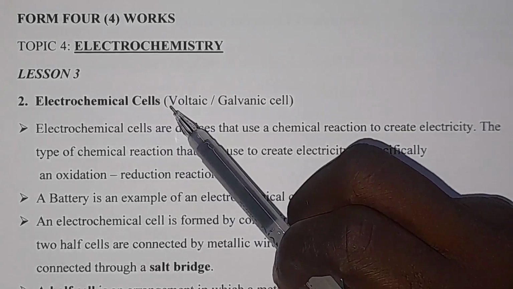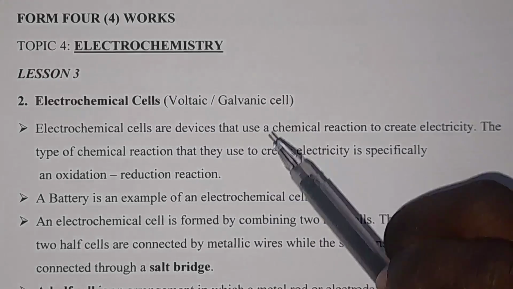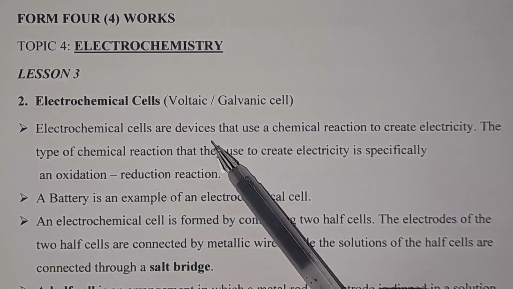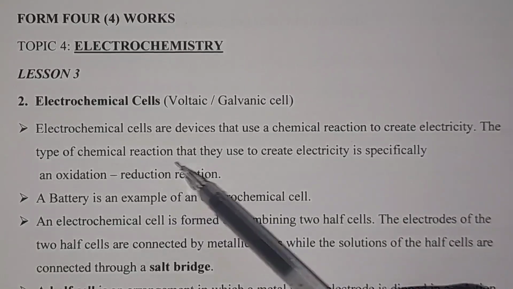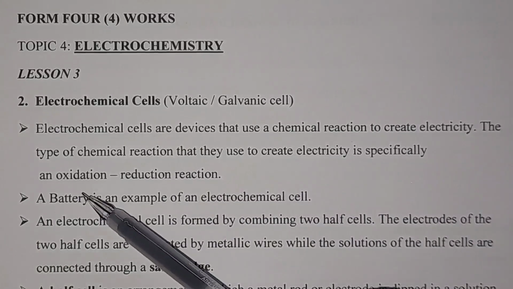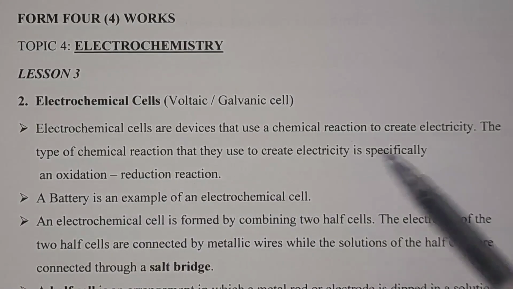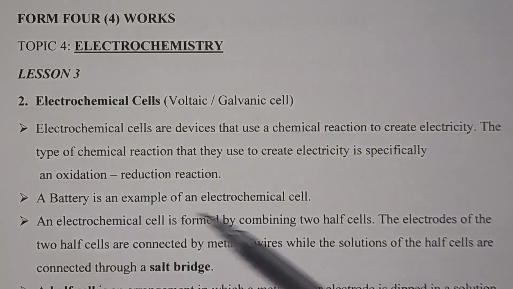Electrochemical cells are also known as voltaic or galvanic cells. So what are electrochemical cells? Electrochemical cells are devices that use a chemical reaction to generate electricity. We are told the type of chemical reaction that they use to create electricity is specifically an oxidation reduction reaction. In other words, it's specifically a redox reaction. A battery is an example of an electrochemical cell.